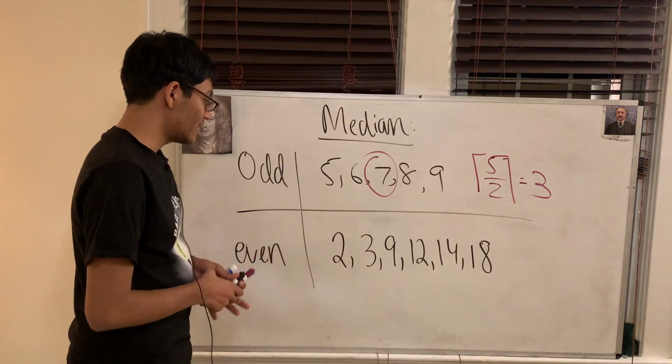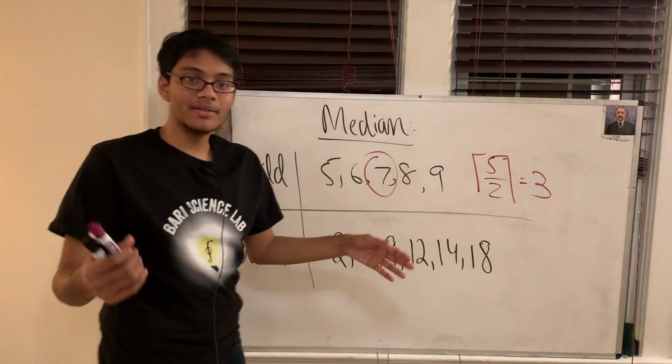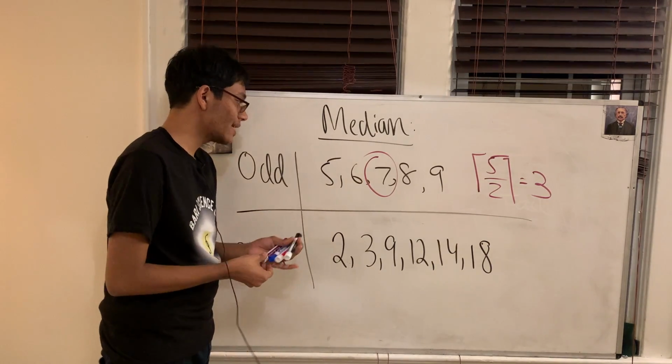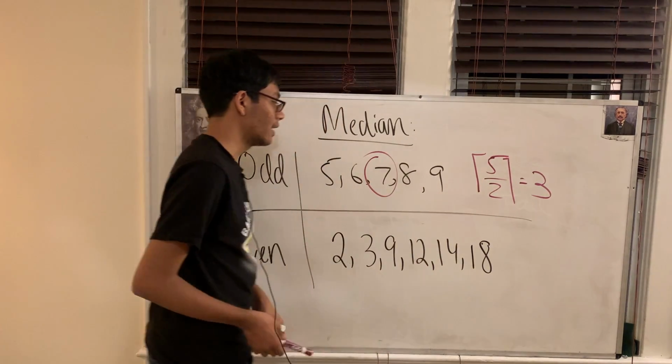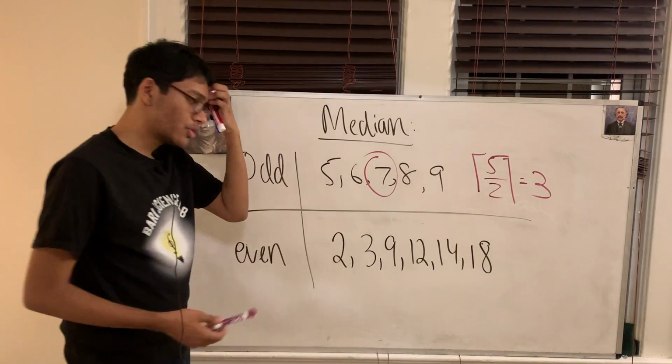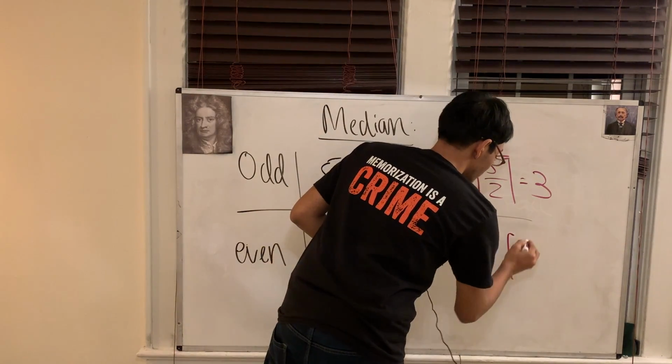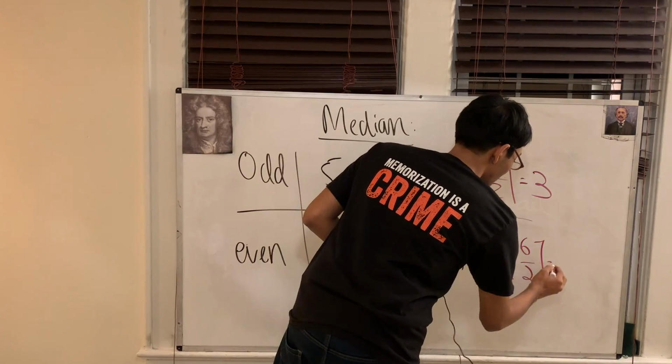Now, given these 6 numbers, how do I find their median? Well, it turns out it's not too bad. If I try to perform the same calculation I did with an odd number of numbers, what do I find? Well, 6 over 2 is going to give me 3, but check it out.